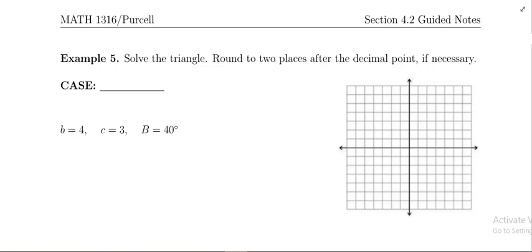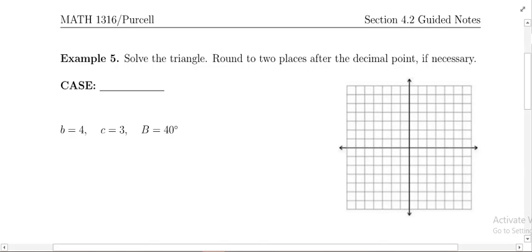Example 5. Solve the triangle. Round to 2 places after the decimal point if necessary. So here, side length B is 4 units. The length of side C is 3 units. And angle B measures 40 degrees.